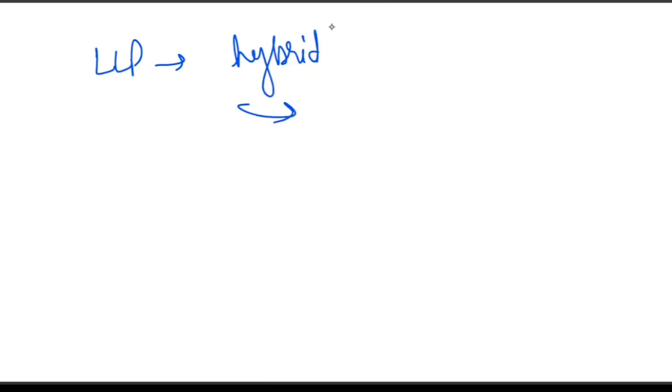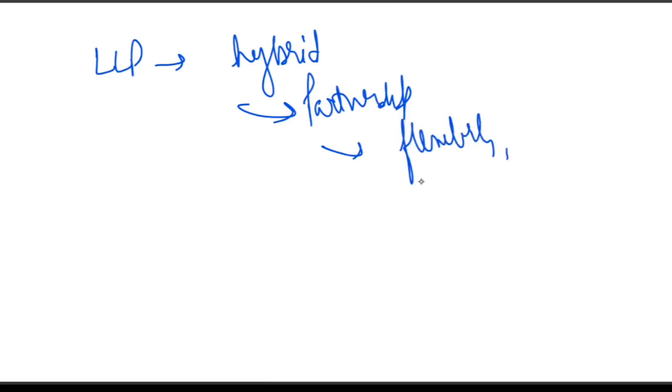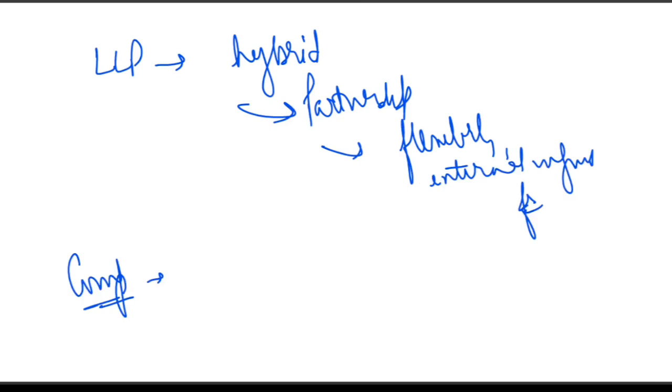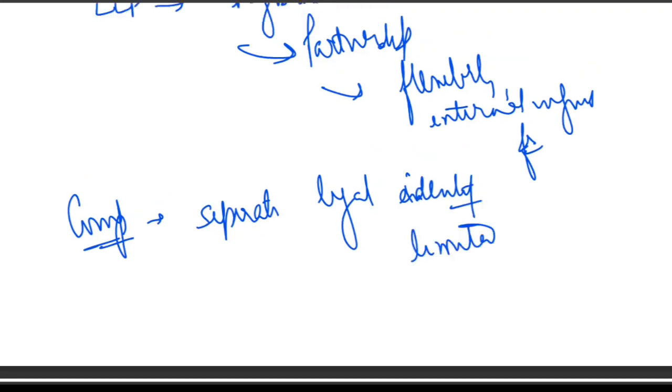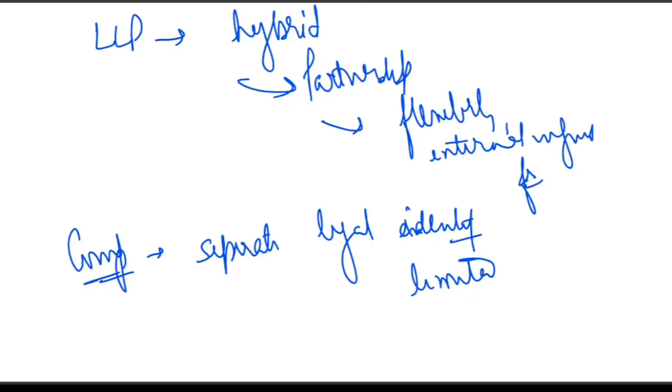On one side we have partnership. Partnership gives flexibility, it has internal management freedom. On the other side we have the company. A company is a separate legal entity, right? And also has limited liability. So from partnership it gets flexibility, from company it gets separate legal identity. So LLP is neither a full partnership nor a full company, but a blend of both. That's why it is called hybrid.